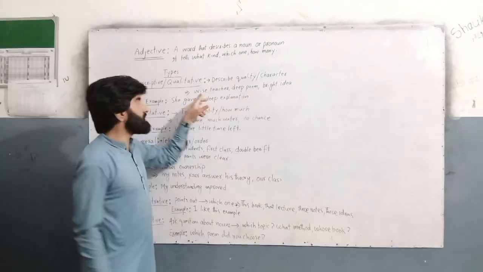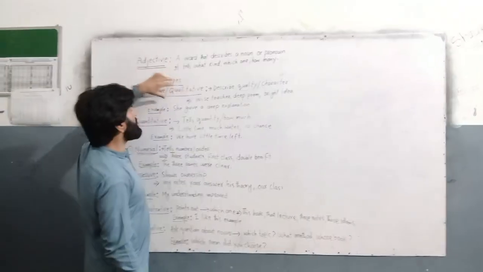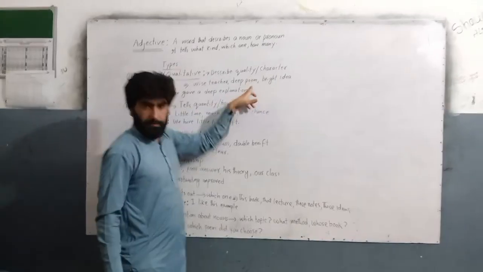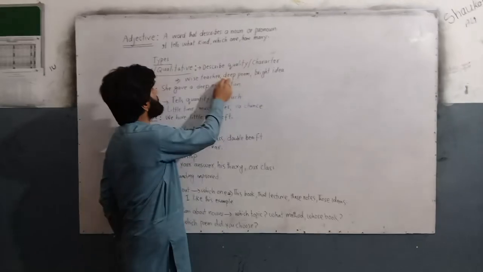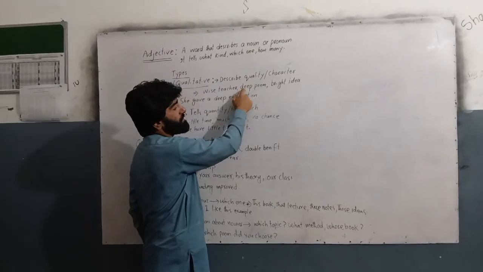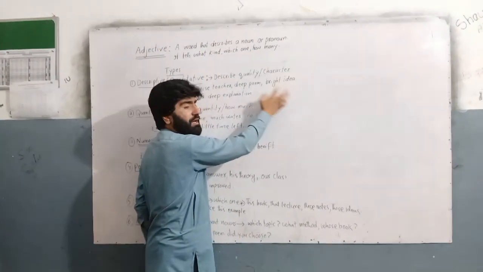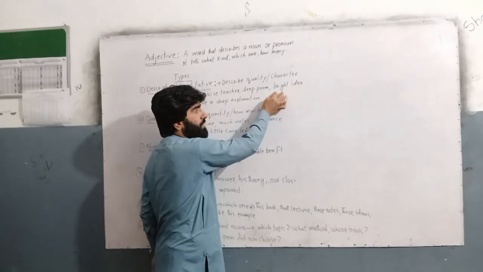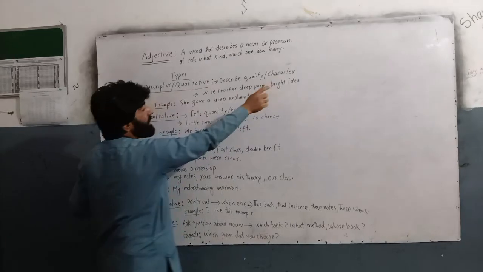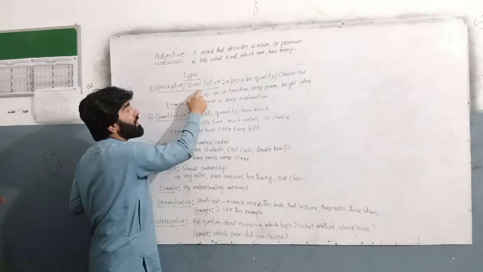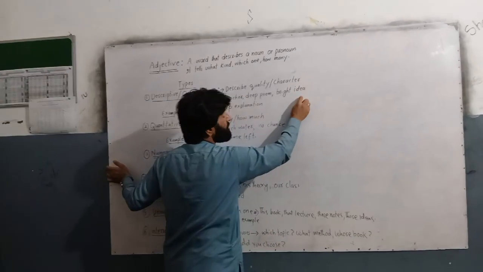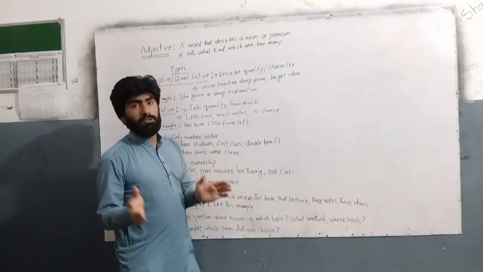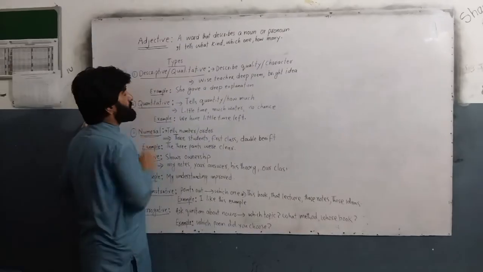Which type of adjective is wise? Wise is a descriptive adjective or qualitative adjective. Poem is a noun. So now, deep poem. This deep is a qualitative or descriptive adjective. Bright idea. Idea is a noun and bright is the description of the idea. So this is a descriptive or qualitative adjective. Now what is the quality of my idea? My idea is really bright. So this is what? Qualitative or descriptive adjective.